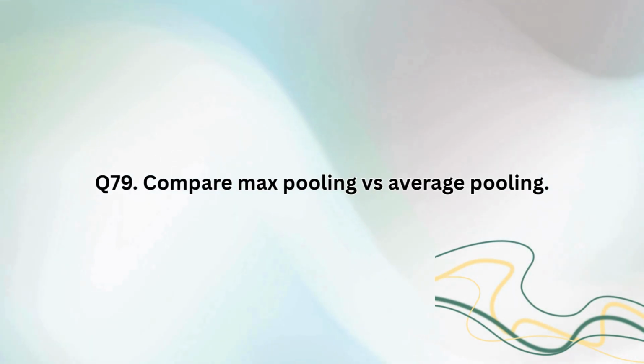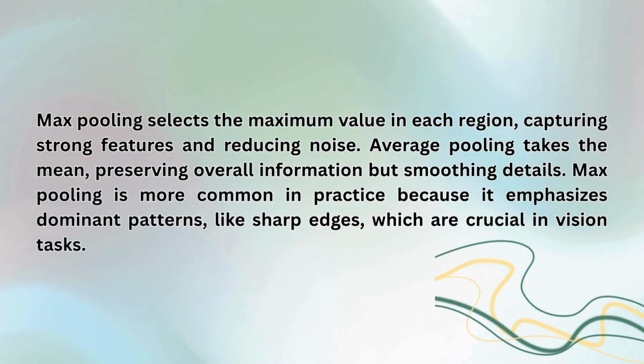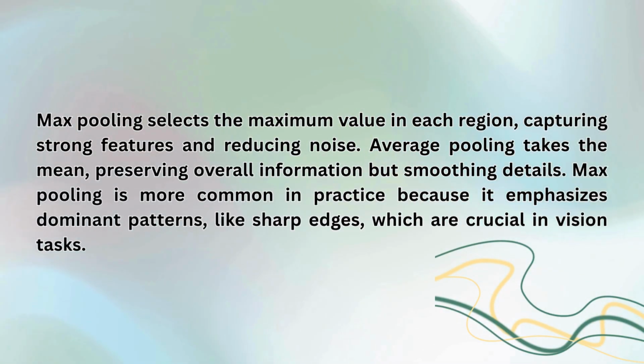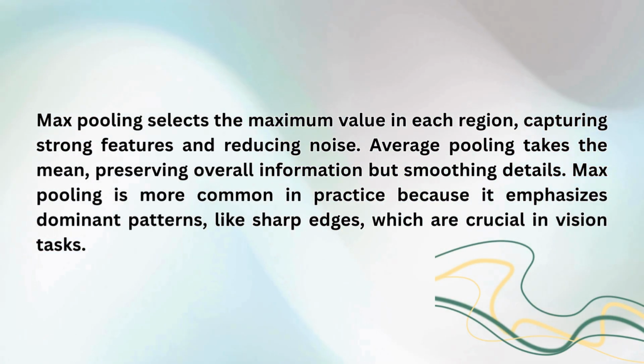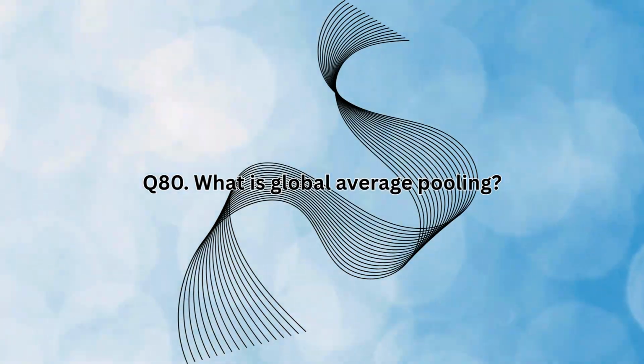Compare max pooling versus average pooling. Max pooling selects the maximum value in each region, capturing strong features and reducing noise. Average pooling takes the mean, preserving overall information but smoothing details. Max pooling is more common in practice because it emphasizes dominant patterns, like sharp edges, which are crucial in vision tasks.